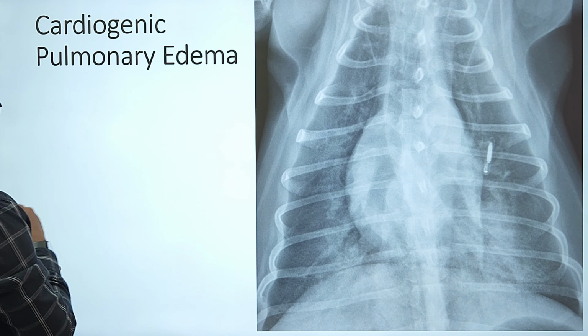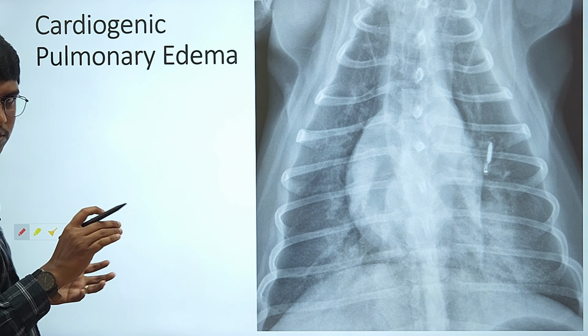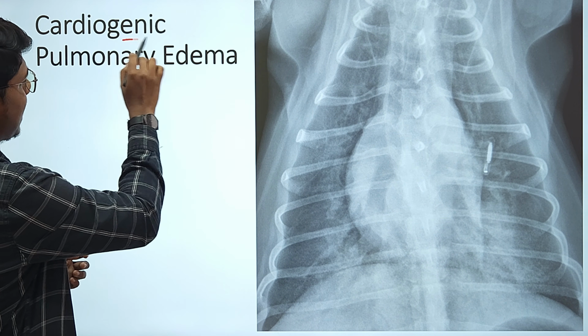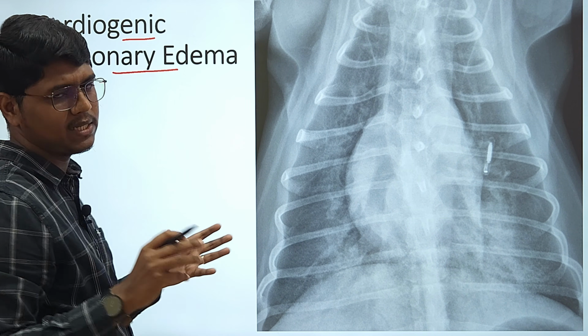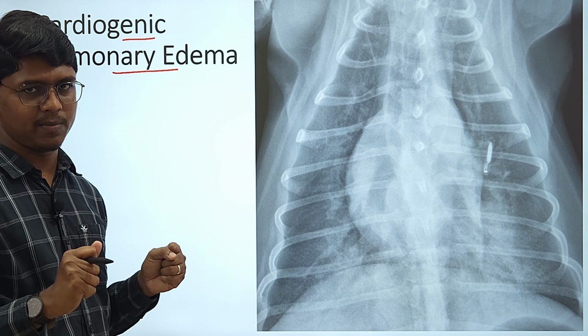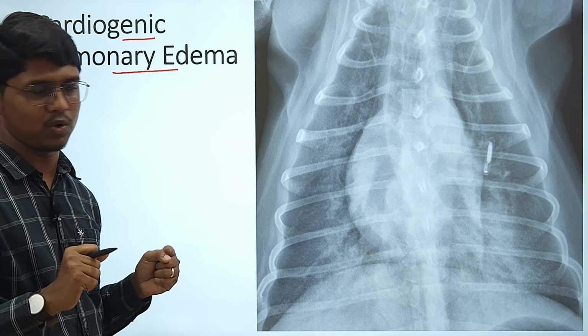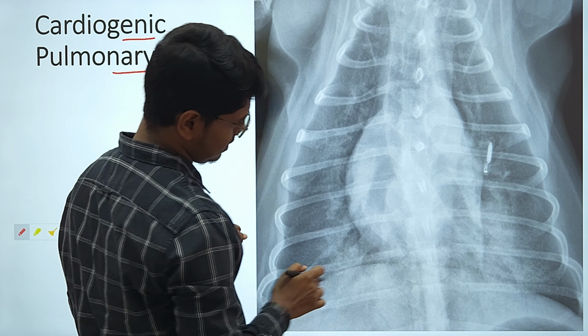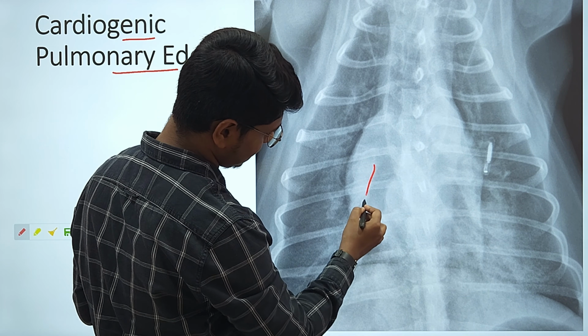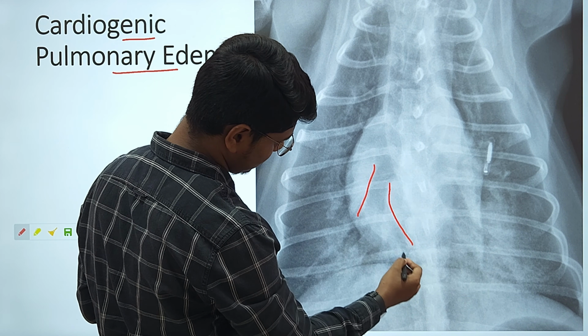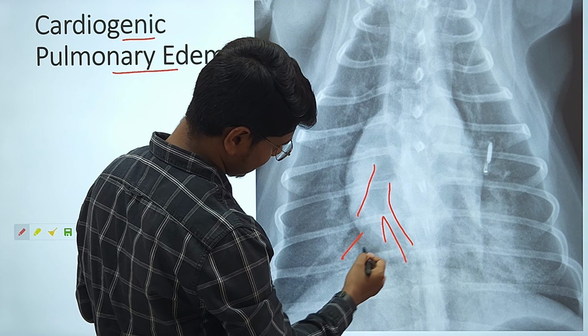Here is another thing I wanted to tell you, although it is also mentioned in the book. In case of cardiogenic pulmonary edema, it is very characteristic. You will find an alveolar pattern, especially in the caudal lung lobes. Here you can see that. Can you see the bronchogram, alveolar pattern? Here is the bronchus which has been divided like this.